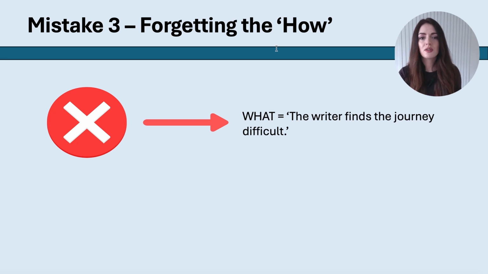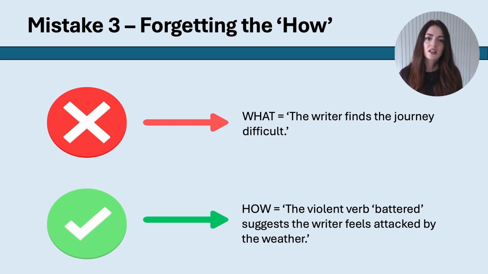So a weaker response would be something like, in source A, the writer finds the trip difficult. Now, technically, they are identifying a viewpoint, that the writer finds it difficult, but it doesn't explain how the writer conveys that feeling and that idea of it being difficult. A much stronger response would be something like, in source A, the writer presents the trip as difficult through the violent verb "battered", which suggests that the writer feels under attack by the weather. Now, the second response here identifies the viewpoint, it zooms in on the method, analyzes the language choice, and explains the effect. And that's exactly the type of thing that top band answers do. Whenever you identify a viewpoint, always ask yourself, how is the writer presenting this perspective through methods?